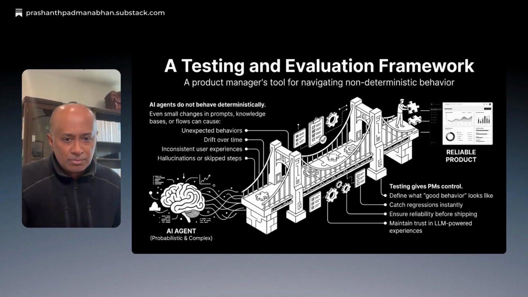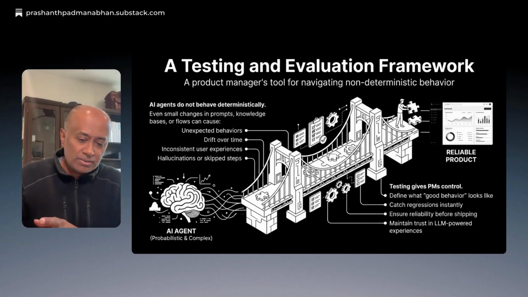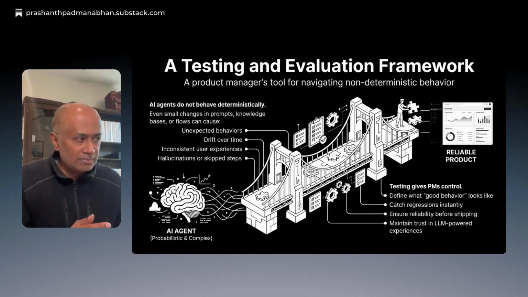Testing will give the product manager control over the behavior of the AI agent. The product manager can define what a good behavior looks like. You can catch regressions instantly, something that was working perfectly suddenly stopped working, things like that, and then ensure reliability before shipping.